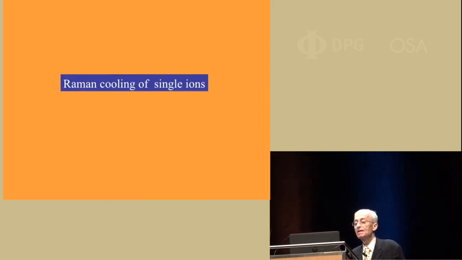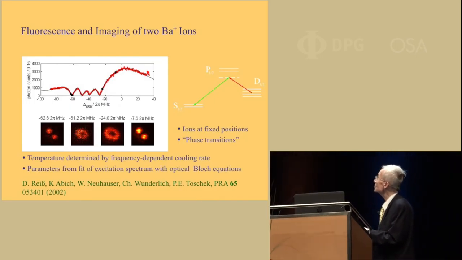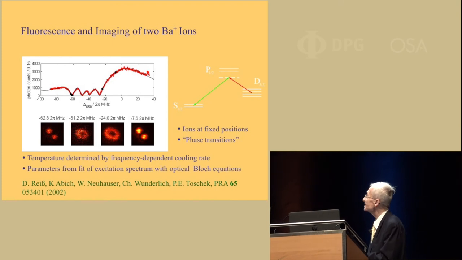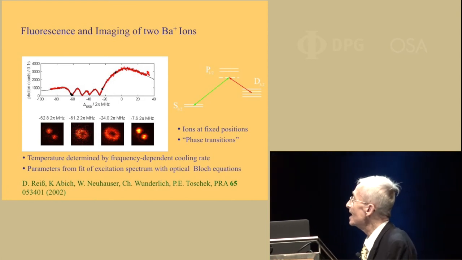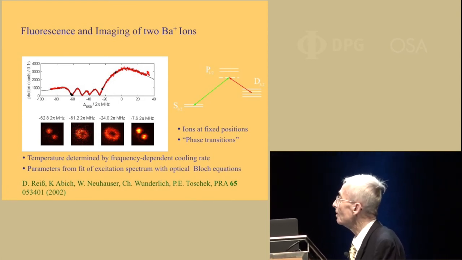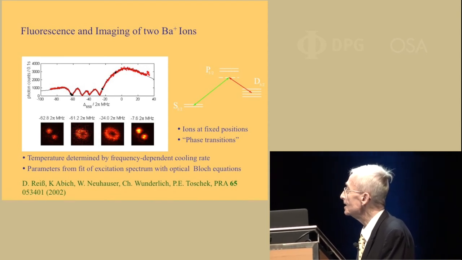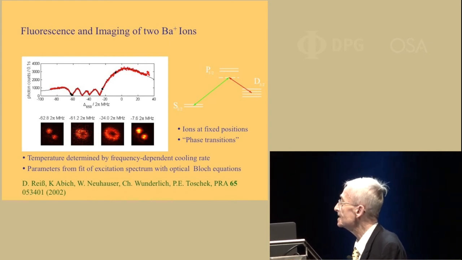Now let me show you a few experiments. This, for instance, shows the fluorescence spectrum with the red laser tuned across the P-D resonance here. And since there are four Zeeman states, there are four of these dark resonances here. To each of these resonances belongs cooling and heating: cooling at the red wing of the resonance, and heating at the blue wing of the resonance.